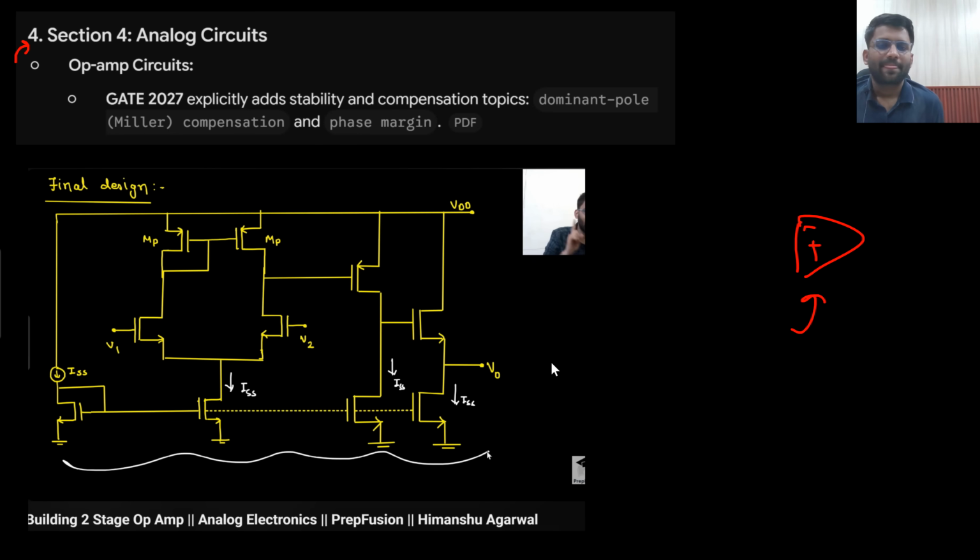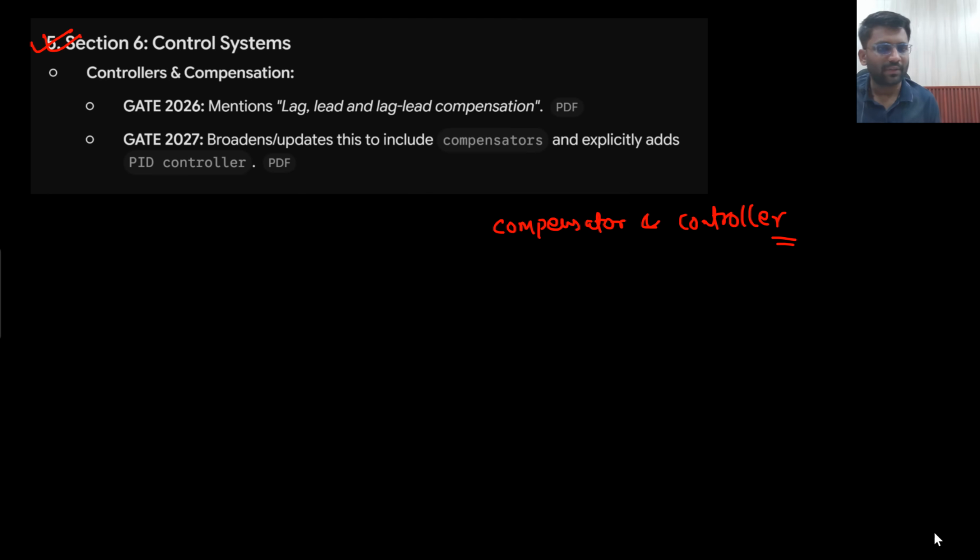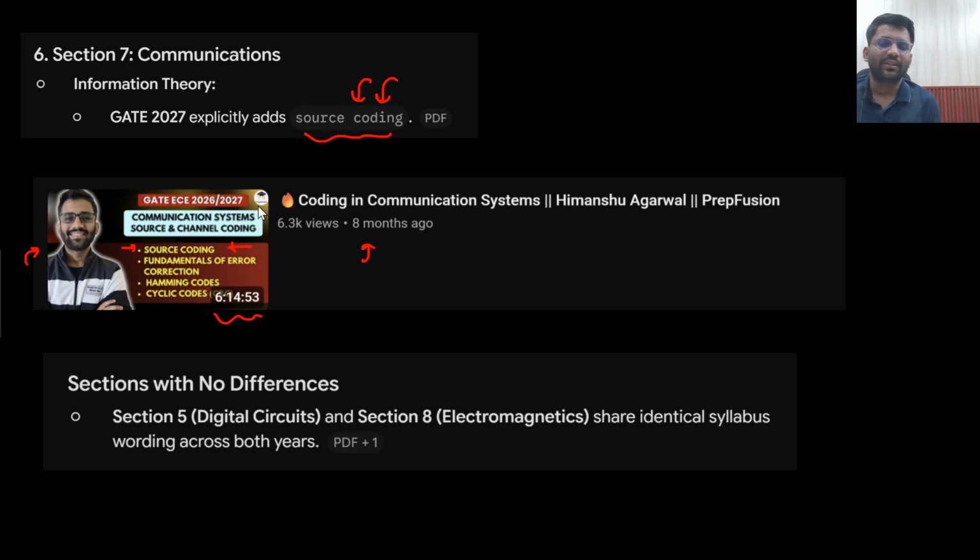Analog circuits. For dominant pole and Miller compensation, there is no separate video. The designing of a two-stage op-amp is uploaded on YouTube only. You can study from here. If you need to study gain margin, phase margin, and stability analysis, this video is also uploaded on YouTube. Control system, I will bring. I have already promised compensator and controller. Communication: source coding is again uploaded on YouTube only. If you started studying from the fundamentals of error correction, then you should start from source coding. You can study from this particular video.